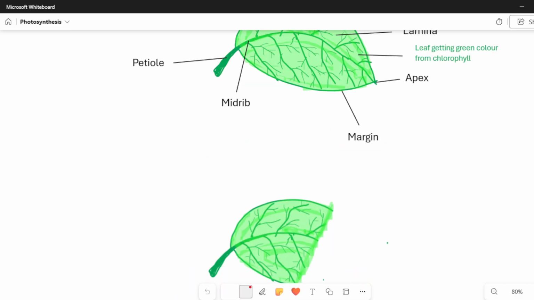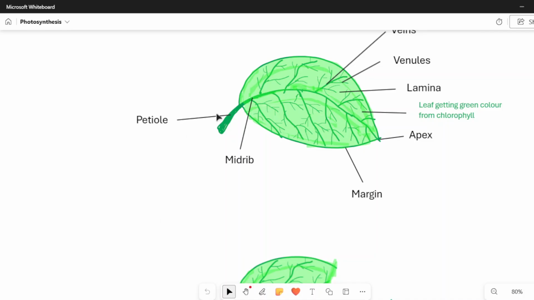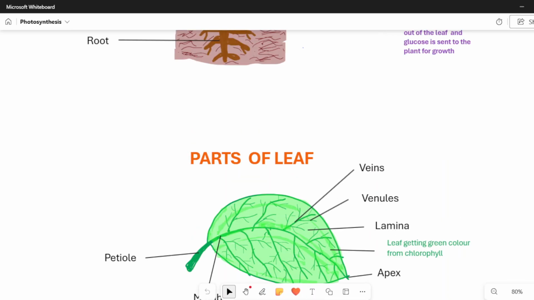Now from here we are going to travel back to the leaf. So let us go back to the leaf. Now from these veins which we saw, the phloem, the glucose enters this petiole. From all these places the glucose is collected and it enters the petiole, and oxygen is sent from the holes present under the leaves to the stomata which we saw.